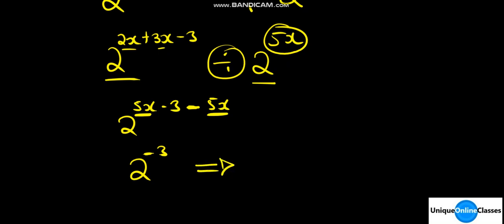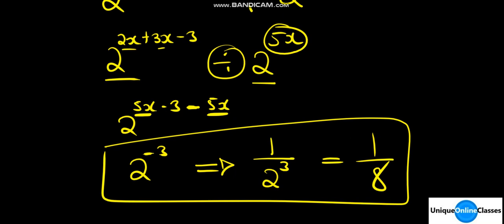For a negative power, we introduce 1 in the numerator, and the power becomes 2 to the power 3. If we simplify that, it will be 1 over 8. So this is our answer here. 7 marks done. You can see it's very simple.